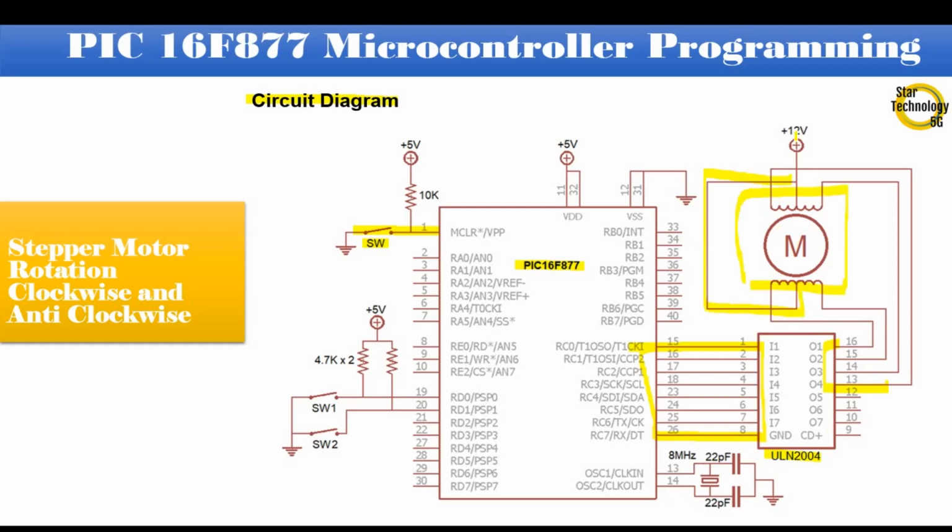Common wires are interfaced with plus 12 volts. RD0 pin is interfaced with switch 1, and RD1 pin is interfaced with switch 2. These are pull-up resistors. The value of the resistors is 4.7K. If we press switch 1 the motor will rotate in clockwise direction, and if we press switch 2 the motor will rotate in anti-clockwise direction. Pin numbers 13 and 14 are interfaced with an 8 MHz crystal.